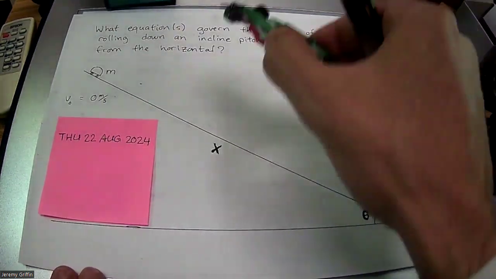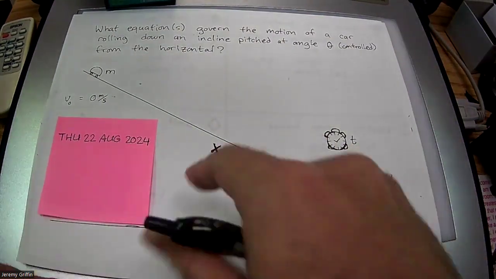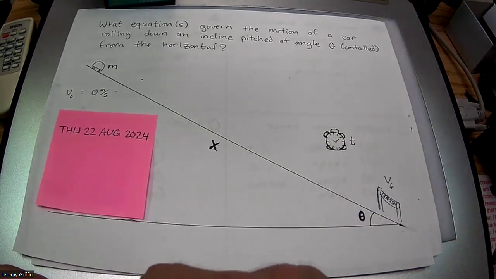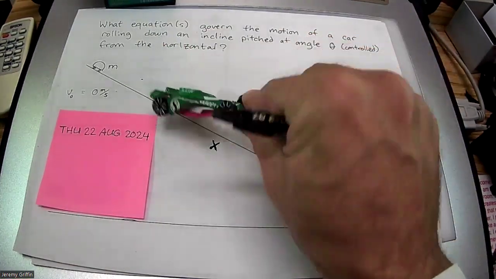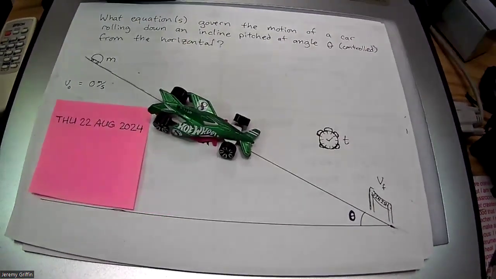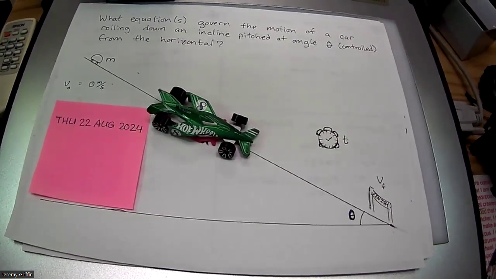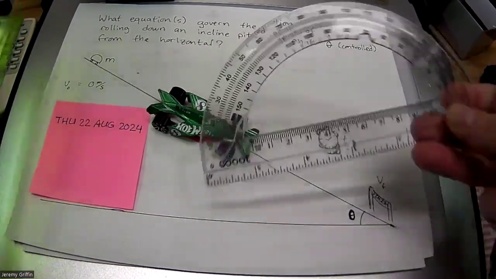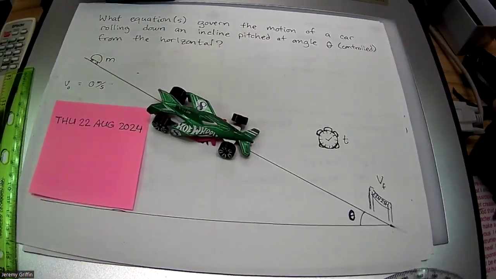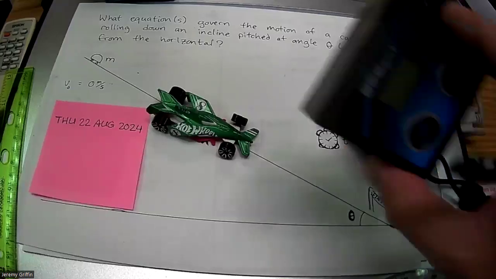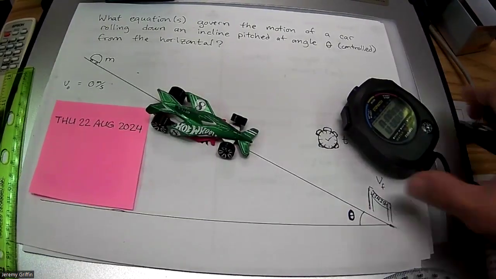Back in the lab stations, you see there's a bunch of inclines set up. There's also a bunch of Hot Wheels cars, some lab weights, and a bunch of measuring tools. You've got meter sticks back there, protractors, stopwatches, and these little speed gates. Let me show you how to use all of those today.